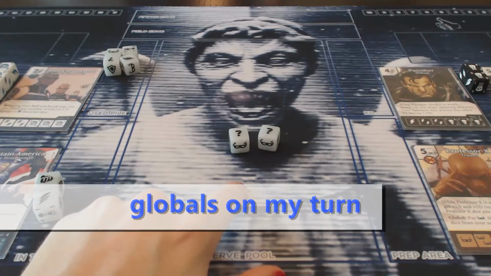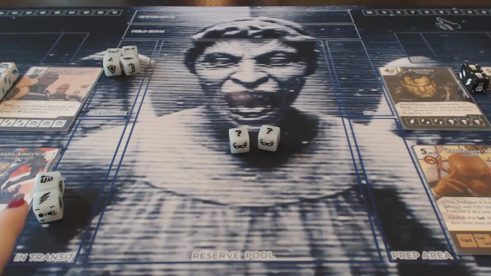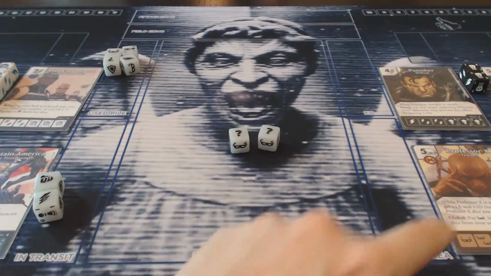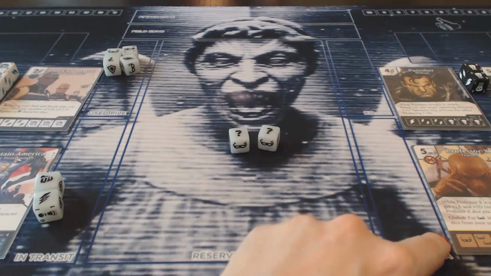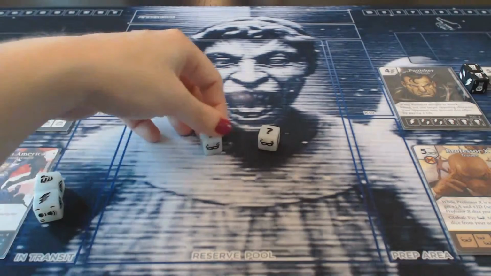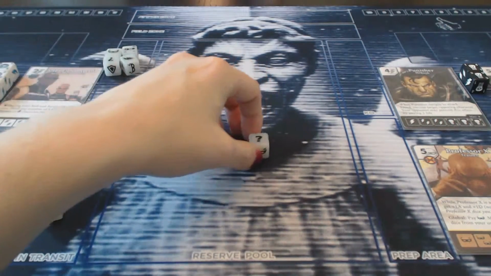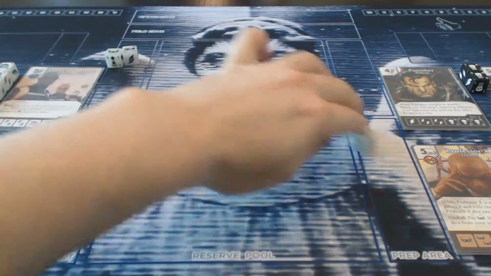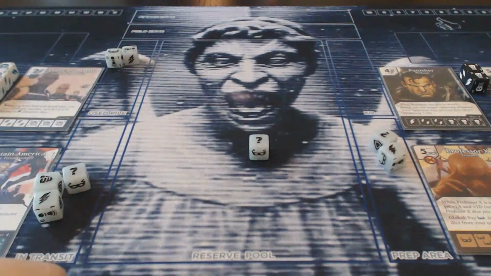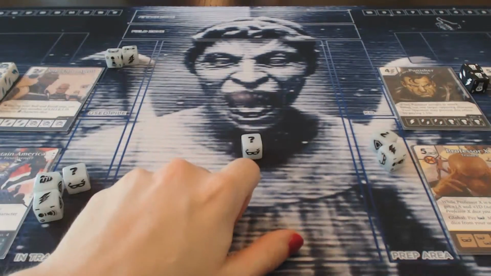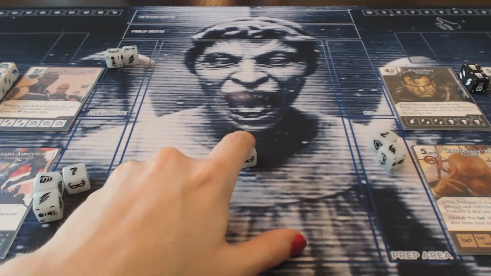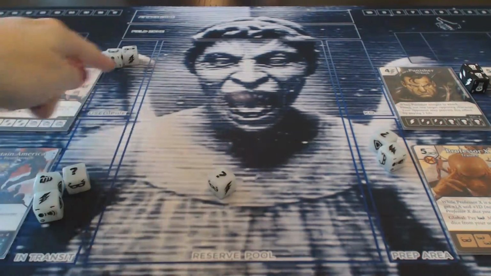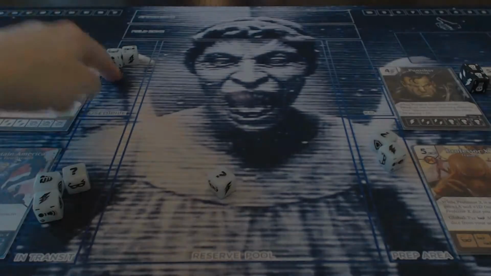Energy used for globals on your turn also moves to out of play or in transit. For example, if I wanted to use this Professor X global, what I would do is pay the energy for that global. That goes out of play. I get to move my 2 sidekick dice over, and I can do it as many times as I want, as long as I have the energy to pay for it, and also the sidekick dice in my used pile.